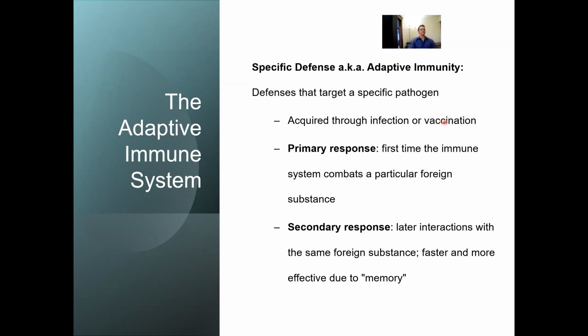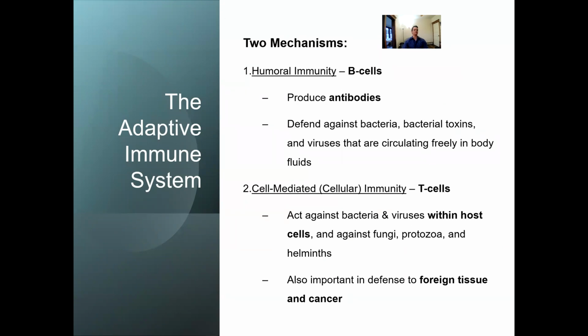Very important. The primary response is what happens the first time the immune system combats a particular foreign substance. Again, this response will typically take much longer and won't be as strong. The secondary response to the same pathogen will be much stronger due to essentially the memory that you have obtained and how you've adapted to it. So that's the difference between those two.